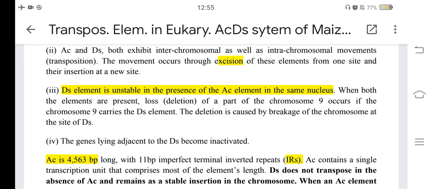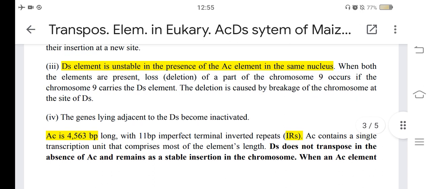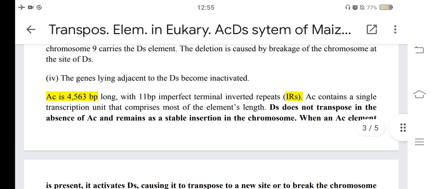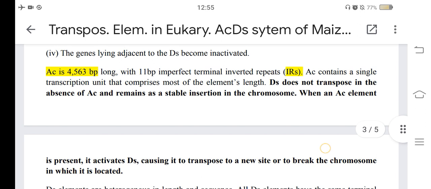DS element is unstable in the presence of AC element in the same nucleus. When both elements are present, deletion of a part of chromosome 9 occurs if the chromosome 9 carries the DS element. The deletion is caused by breakage of the chromosome at the site of DS. The gene lying adjacent to DS becomes inactivated.